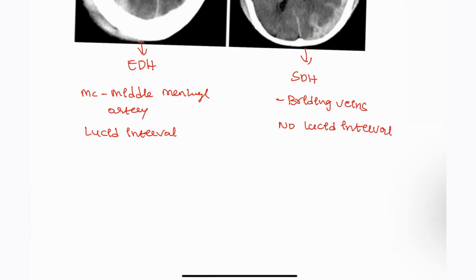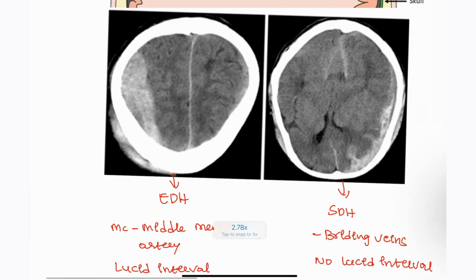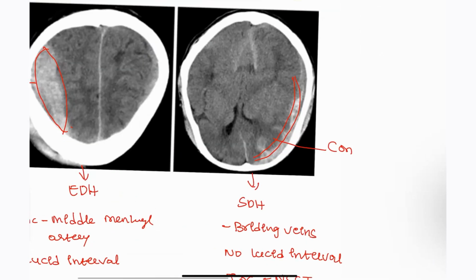Next, for these patients, what is the investigation of choice? NCCT. Here also the investigation of choice is NCCT. On the NCCT, what is the finding that you are going to see? This is known as a biconvex shape, right? This is biconvex shape. Okay, and here you can see this is the concave or crescent shape that is seen in SDH. So S for sickle, S for SDH.